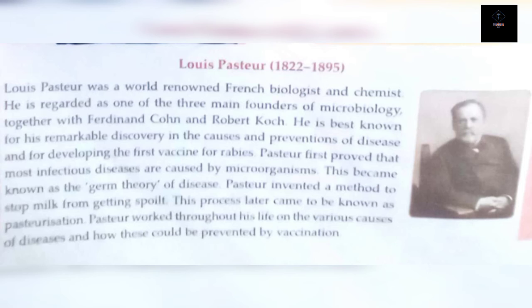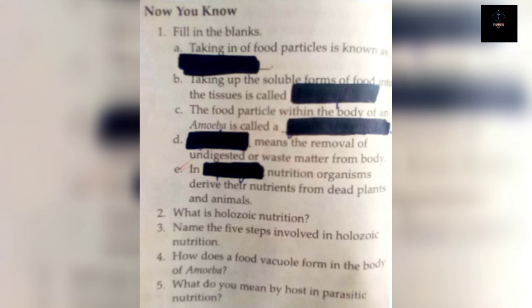So now, who is Louis Pasteur? Louis Pasteur was a famous French biologist, and he made a lot of discoveries. He proved that most infectious diseases are caused by microorganisms, and this later became known as the germ theory. He also invented a method to stop milk from getting spoiled. This process later came to be known as pasteurization. All these discoveries got him awarded with the Nobel Prize, and he is a French scientist.